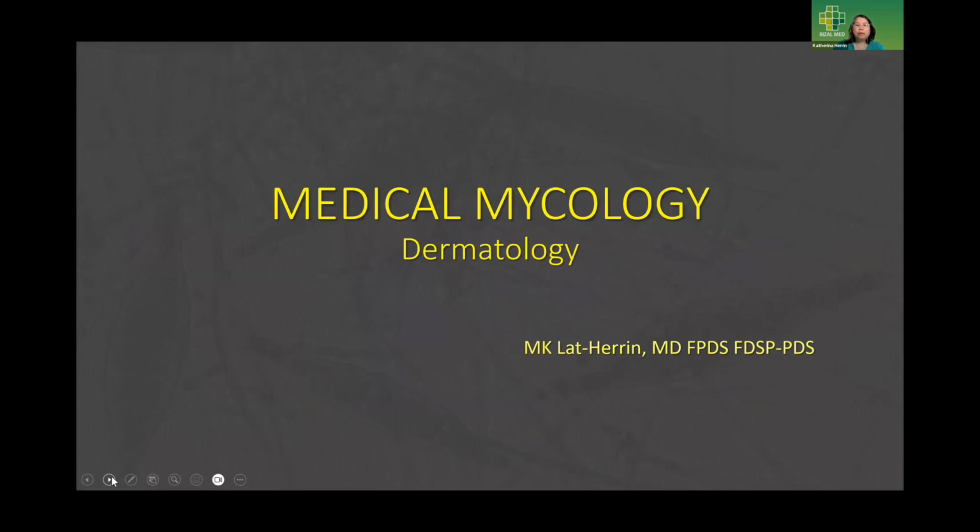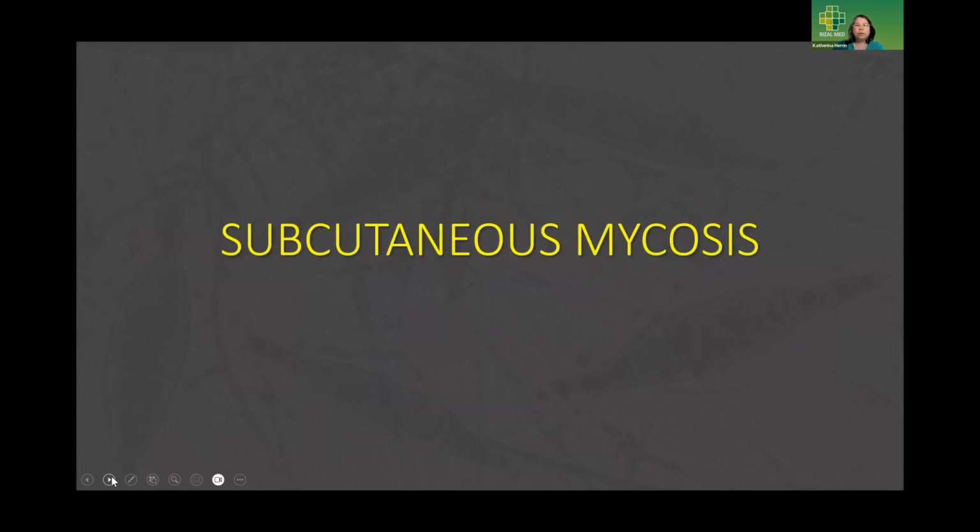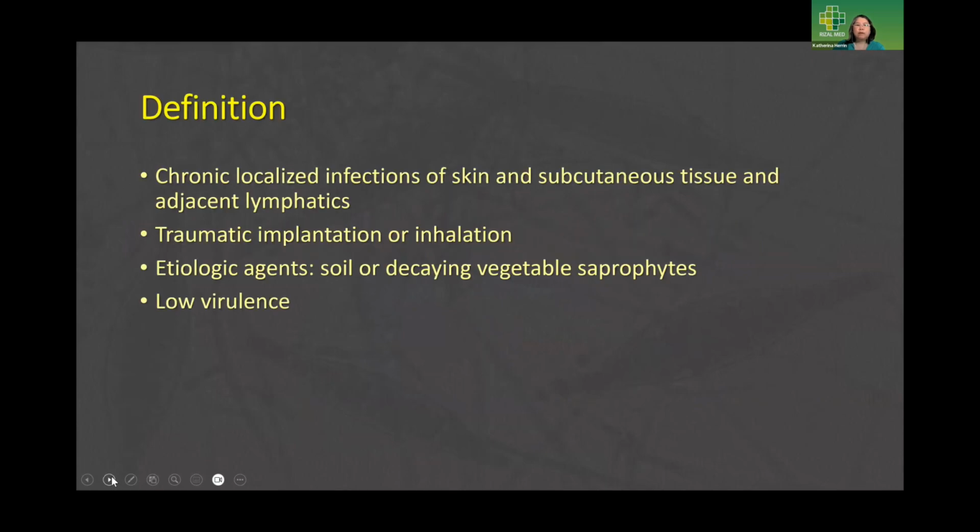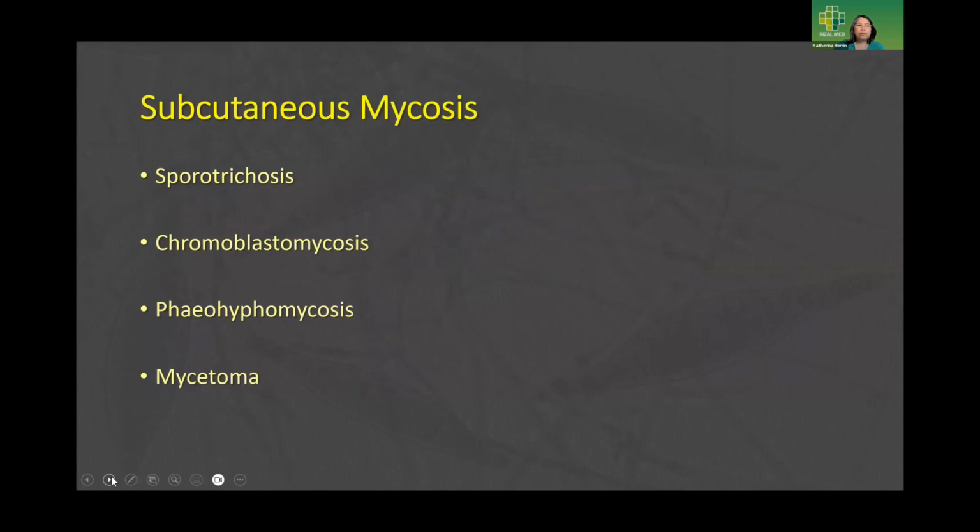I'm Maria Caterina Latherin. We proceed to subcutaneous mycosis, which is defined as the chronic localized infection of skin and subcutaneous tissue and adjacent lymphatics. It's usually caused by traumatic implantation or inhalation. Most etiologic agents come from soil or decaying vegetable saprophytes with low virulence. We will be discussing the 4 main subcutaneous mycoses.